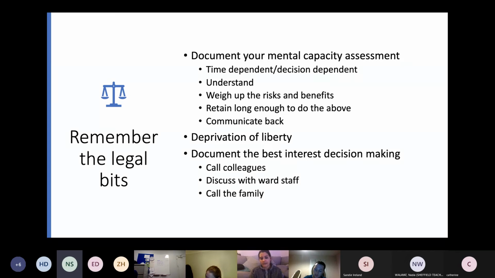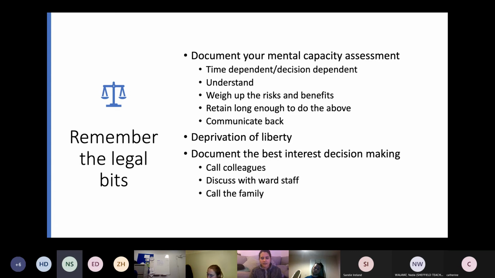And also there may be a lasting power of attorney lurking somewhere that you're not aware of, no one is aware of, and no one's asked the family about yet. So it's something that just needs to be thought about. But this stuff takes time, and it's a problem on a busy night shift that people don't do it.